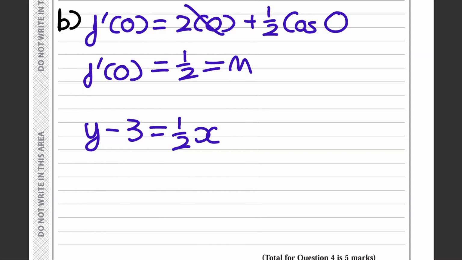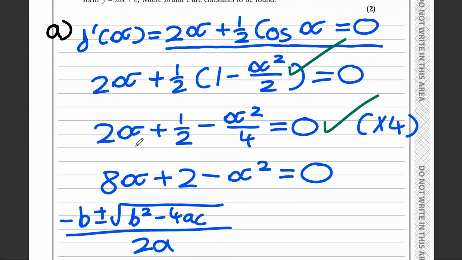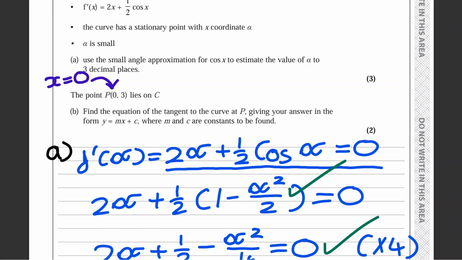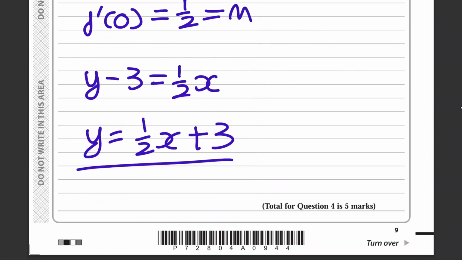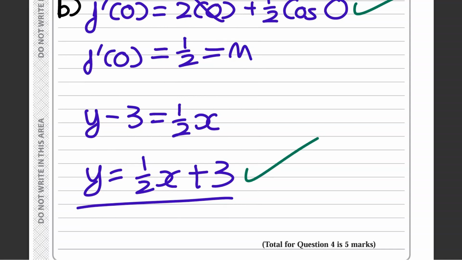We need to give our answer in the form y = mx + c, so move this minus 3 to the other side, so we get that y is equal to a half x plus 3, and this here is the final answer. This is the equation of the tangent in the form y = mx + c. This question is worth 2 marks. You get 1 mark for figuring out f dash of 0, or plugging in the value of x = 0, and then you get the other mark for figuring out this equation here.